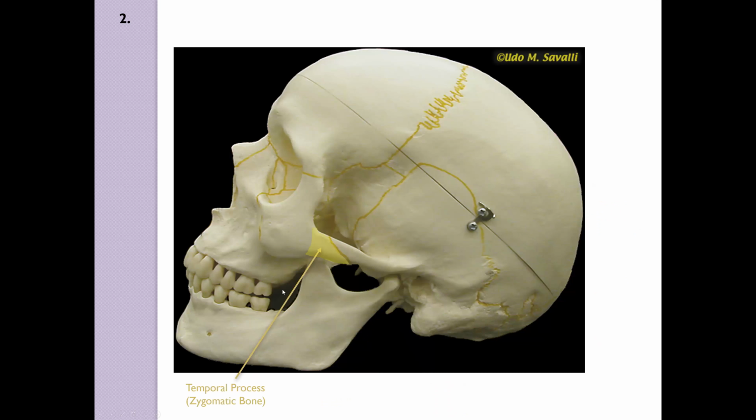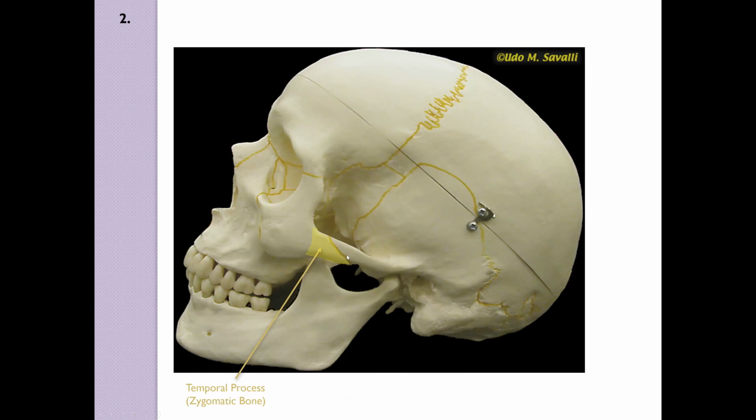So we can also see the temporal process on the zygomatic bone. So remember, the zygomatic bone is this bone right here. So this part that is sticking off the posterior side, that is the temporal process, so named because it touches the temporal bone. Remember this diagonal line that's sort of orangey yellow color, that is a suture. That is where the zygomatic bone and the temporal bone connect. So that is why this is called the temporal process on the zygomatic bone, because it's connecting to the temporal bone.